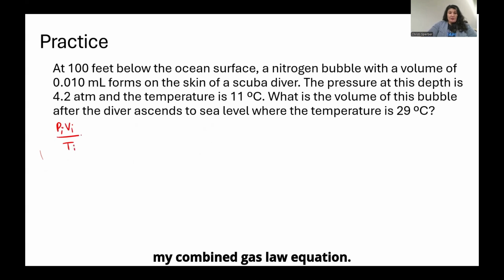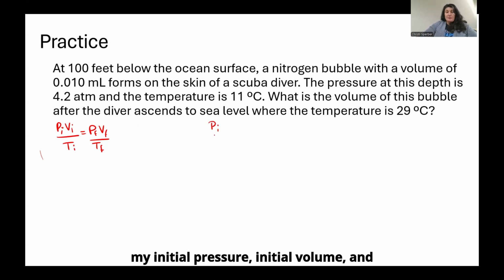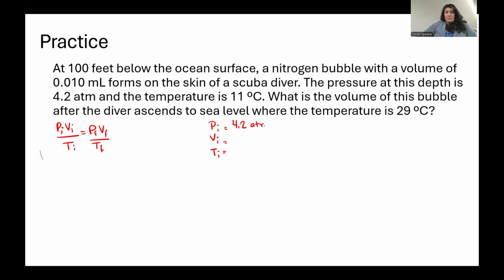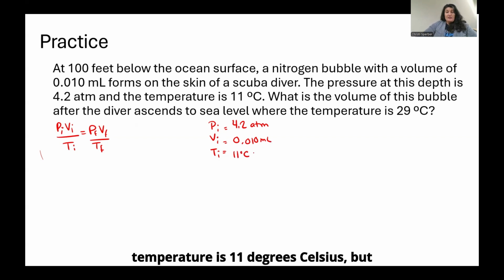My combined gas law equation. And then I'm going to look at all my variables. So my variables: my initial pressure, initial volume, and initial temperature. My initial pressure is 4.2 atmospheres. My initial volume is 0.010 milliliters. And the initial temperature is 11 degrees Celsius. But this needs to be in Kelvin, so I add 273 to this, and it comes out to be 284 Kelvin.